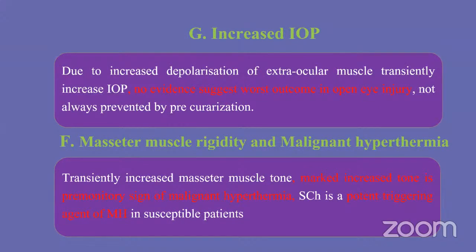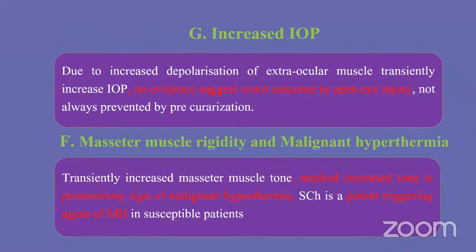Increased IOP is due to depolarization of the extraocular muscles. There will be a transiently increased intraocular pressure, but there is no evidence suggesting a worse outcome in an open eye injury. It's not always prevented by precurarization. So IOP rise cannot be reliably prevented by precurarization, but make sure to avoid succinylcholine whenever an open eye injury is present.